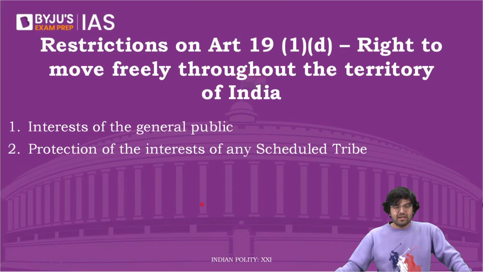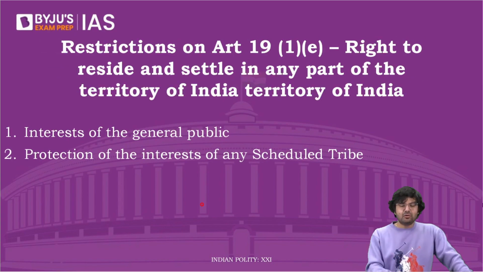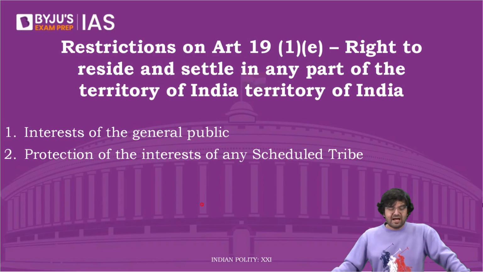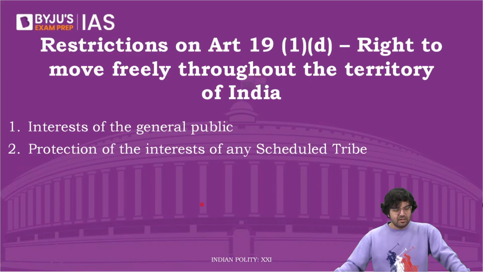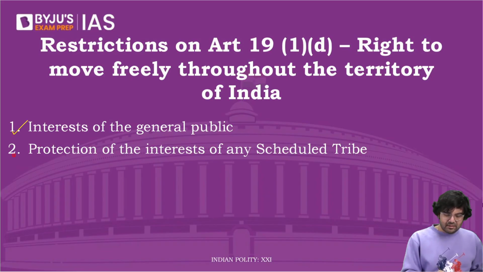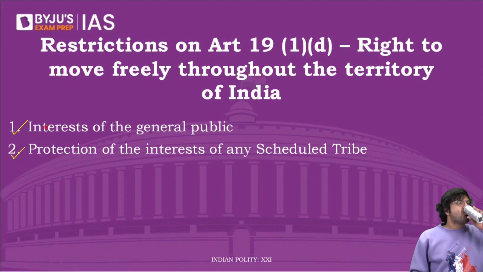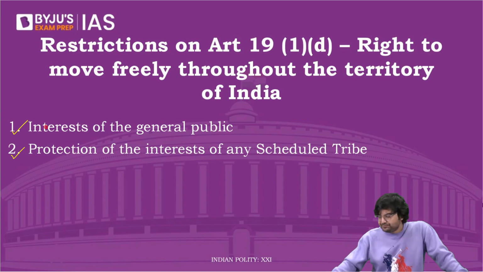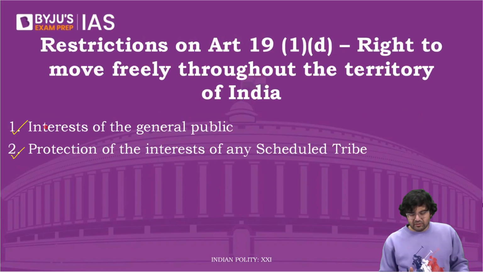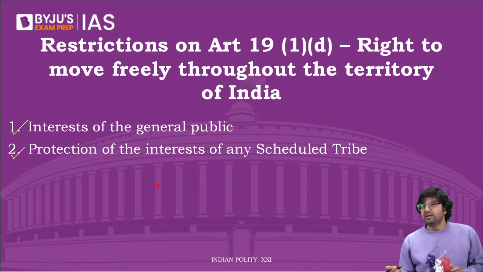Now 19(1)(d) and 19(1)(e). 19(1)(d) is the right to move freely, and 19(1)(e) is the right to live anywhere. Now both these rights are available, and both these rights have the same restriction under Article 19, Clause 5. And what is that? Interest of the general public and the protection of the interest of any scheduled tribe. So both these rights have the same limitation, right? Tell me, what are the examples of some laws which limit these rights? Right to move freely, right to live anywhere.